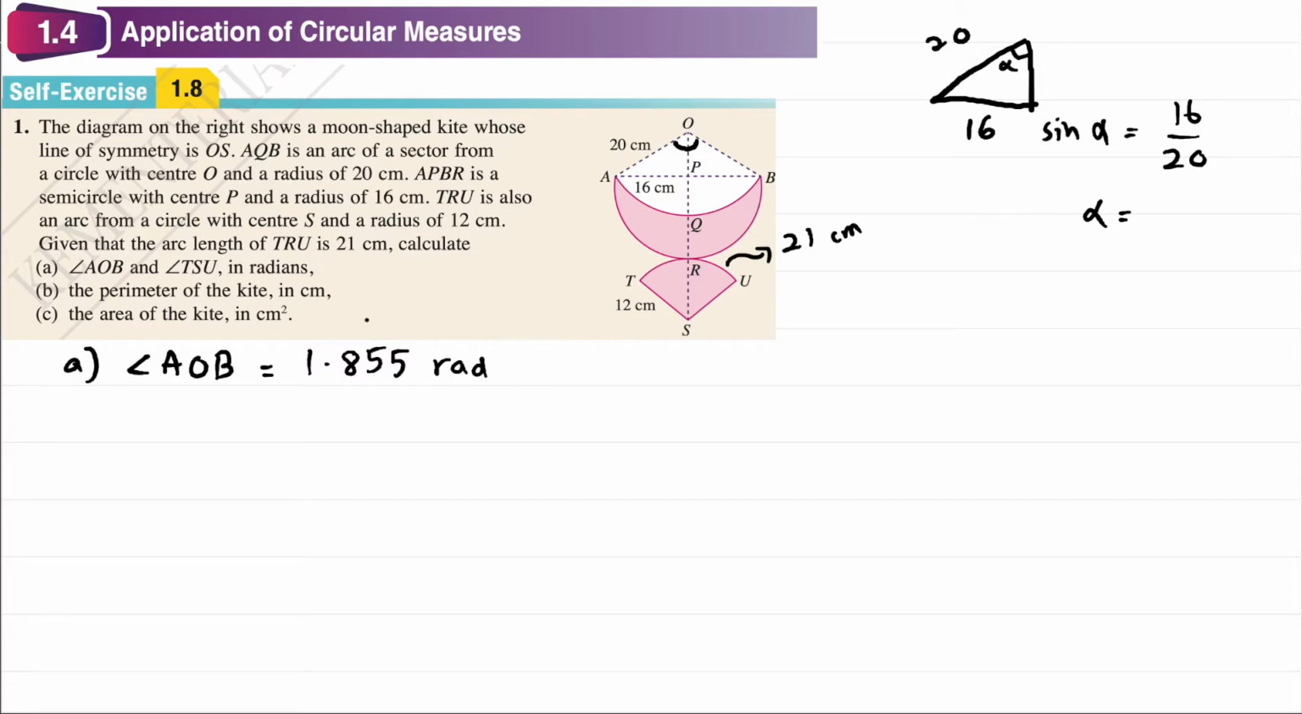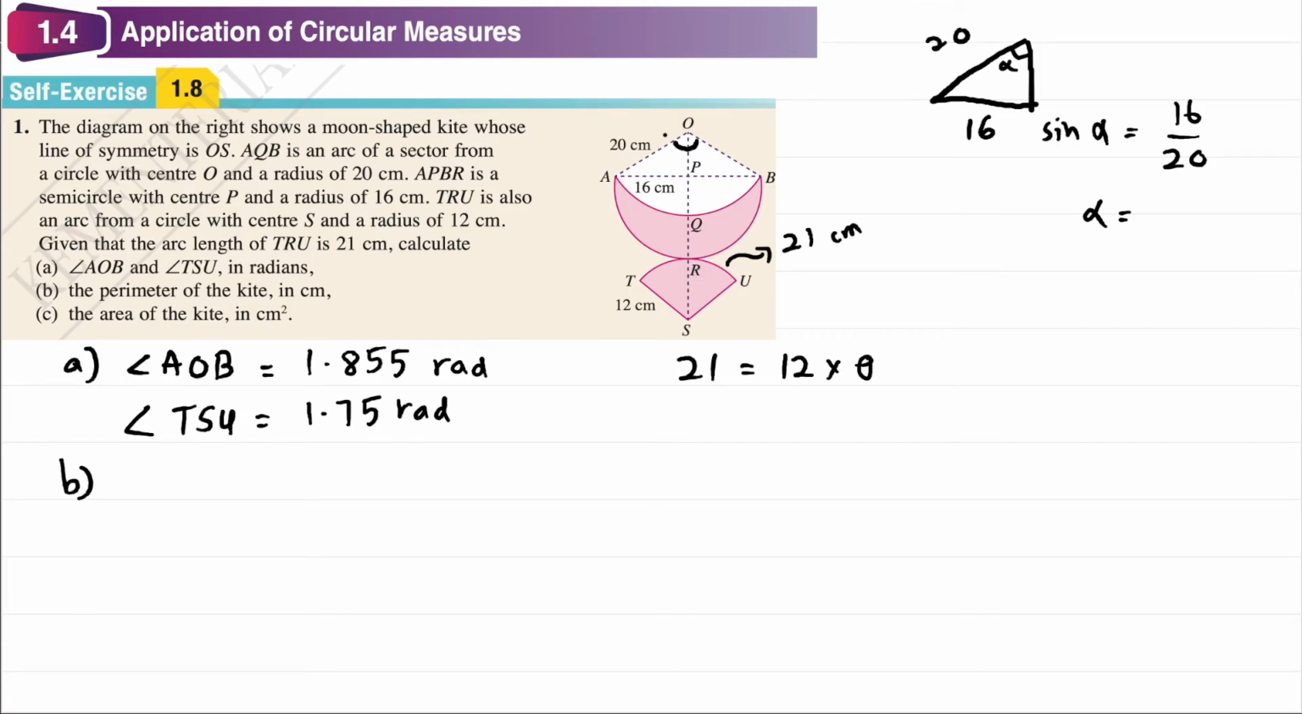Then for TSU, we can use the arc length to get the angle. So 21 cm equals R, which is 12, times theta, which is TSU. So you will get angle TSU equals 1.75 radian.